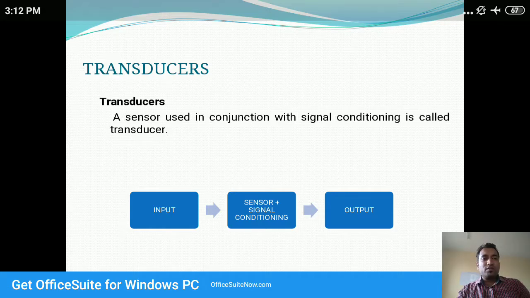Now, transducers. Here, if you see, it is a combination of sensors and signal conditioning. When you give input in terms of a non-electrical or physical quantity, it senses that, conditions the signal, and gives you an output.